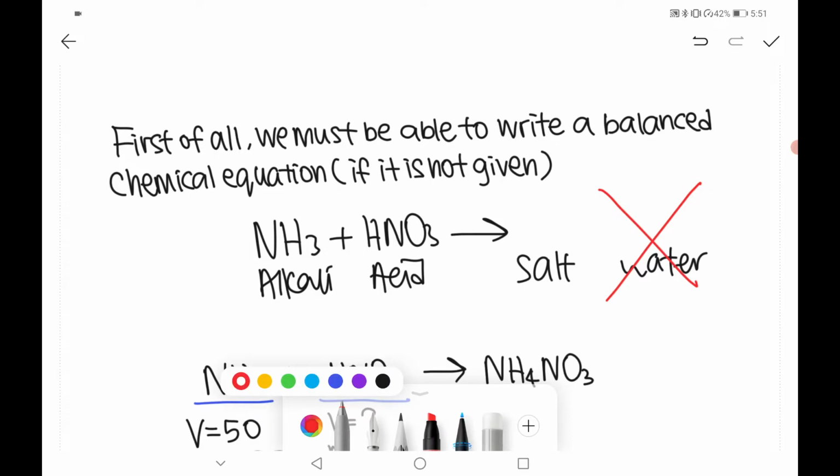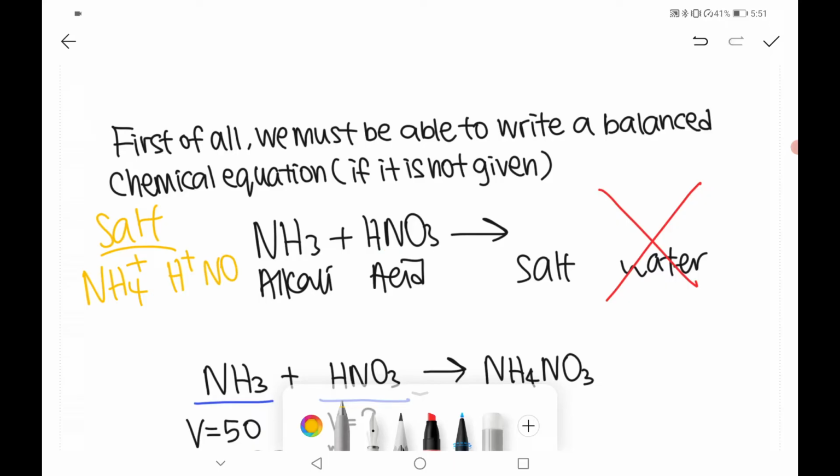Make sure you know how to predict the formula for the salt. So how to get the salt formula? We need to list the charge. Ammonia, when it becomes charged, becomes NH4 plus, ammonium. Hydrogen should be H plus. And then nitrate should be NO3 minus. But we don't write the H plus here. Why? The H plus is already borrowed.